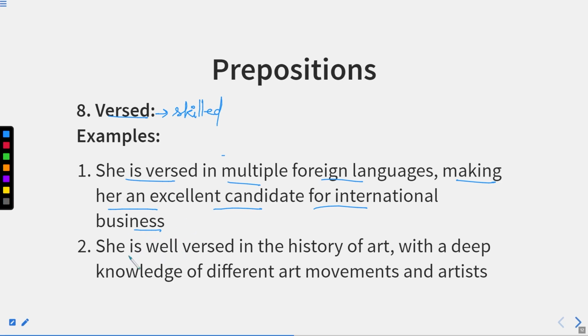Now, another sentence: she's well versed in the history of art, with a deep knowledge of different art movements and artists. So she's well versed in that. So this is how we can use versed in a sentence, by using the preposition in with it. Now let us move to the next one.